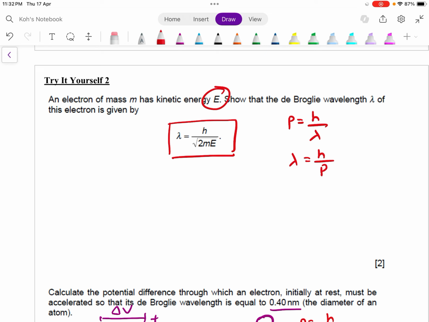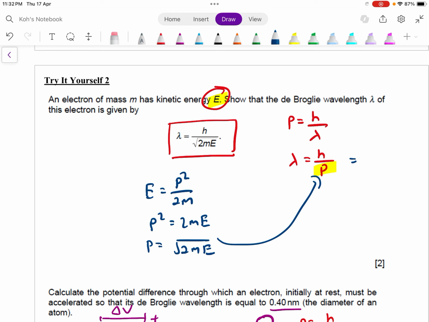So what I need to do now is to relate the kinetic energy with the momentum. So meaning we know that E, kinetic energy, is equal to p squared over 2m. So with this, I make p squared the subject, p squared equals 2mE. So square root both sides, p is equal to the square root of 2mE. So you can just sub in. So for example, the p you sub inside here. So in turn, you should be able to get h over the square root of 2mE. So this one is shown already.